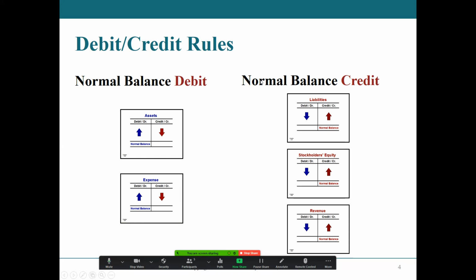Conversely, other types of accounts are increased with a credit. So liability accounts, stockholders' equity accounts, and revenue accounts are all increased with credits. That means they're decreased with debits.